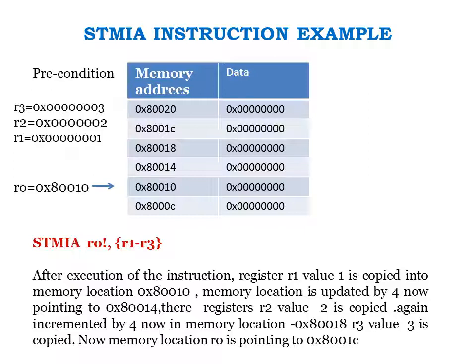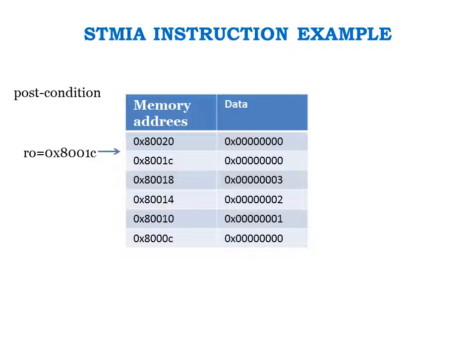To that memory location 2 is copied. Again it is incremented by 4 bytes. Now it is pointing to 80018, where the register value 3 is copied. So after all 3 data are copied, it is incremented one more time and at the last it will be pointing to 8001C. This is what is shown in the next memory block diagram in the post condition. You can see the register values R1, R2, R3 are dumped into the respective memory locations.